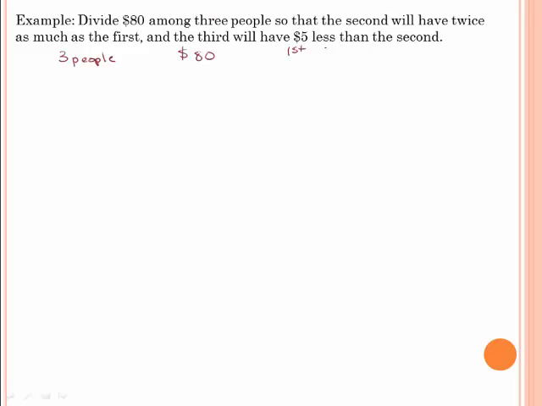So the first we'll call x. The second will have twice as much as the first. And then the third, we want to have 5 less than the second. So 5 less than, so we subtract 5.